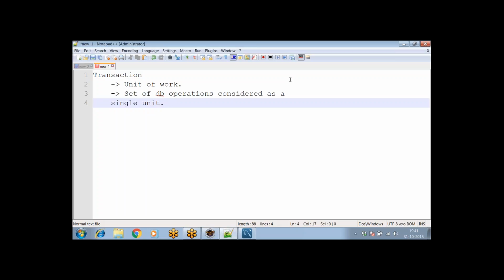In a transaction, you may have set of DB operations: select, updates, inserts. There can be a set of database operations. So that set of operations will be considered as a single unit, or we say unit of work here. Especially we stress on this point, single unit. That means which cannot be further divided.